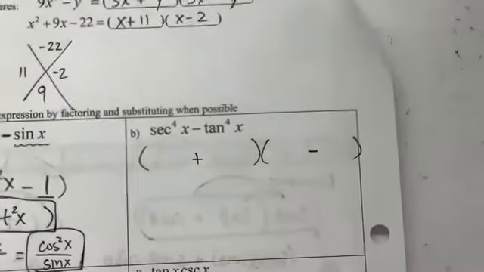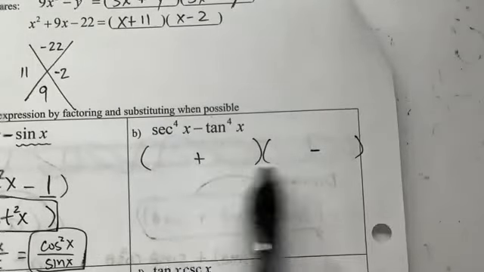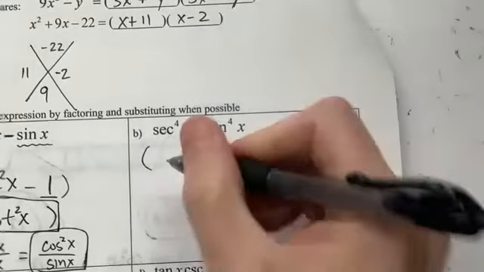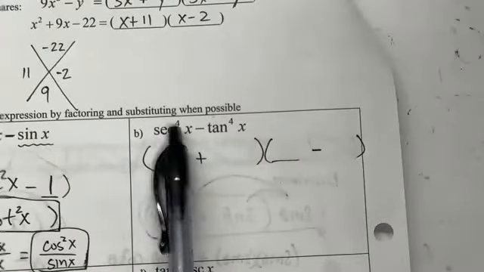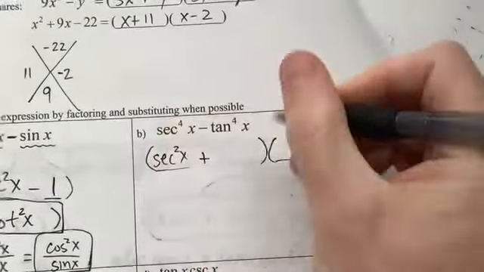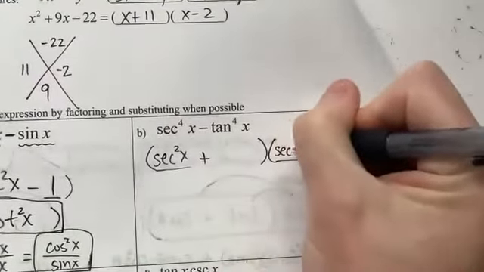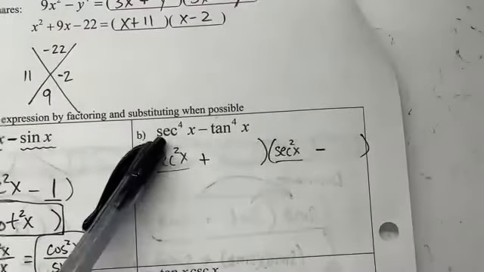If you ever have two things that are squared and they're subtracted, the first term is just going to be the square root of this. So you have to think of something times itself that would multiply to secant of x to the fourth. You haven't really done a whole lot of these, so I'll show you how this one would work. This would be secant of x squared and secant of x squared, which together multiply to secant to the fourth.